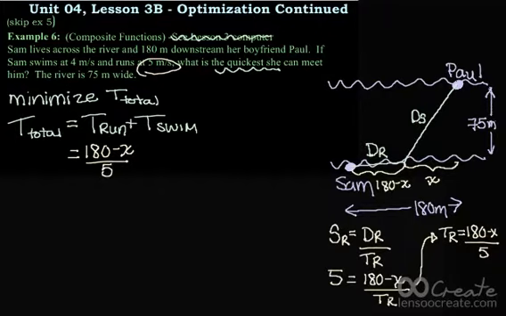Now we have to do much the same thing for the time she spent swimming. So we're going to start with the distance that she actually swam. We are going to remember that this is a little triangle, and in our triangle we have one side that's x, one side that's 75, and one side that is the distance she ended up swimming. And we want to represent this distance she swam in terms of s. So we can use the Pythagorean theorem.